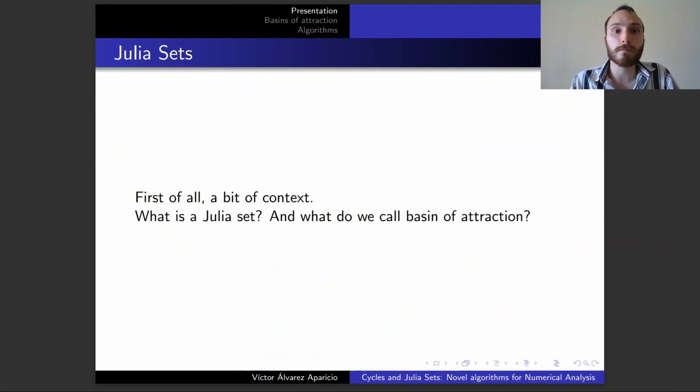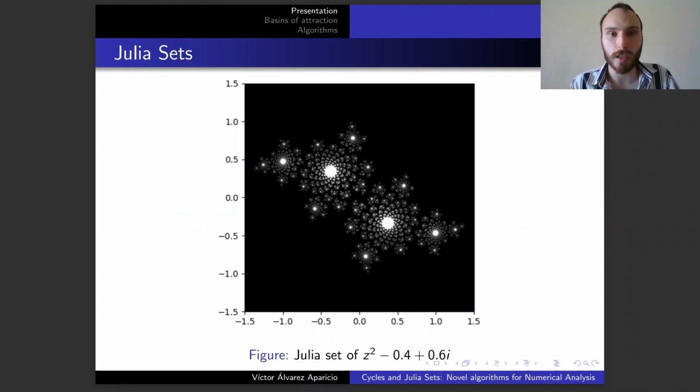But first of all, here's a bit of context without getting into too much technical detail. Let's see the following image. In this graphic, the points in black are those that when we iterate them under a rational map, in this case the polynomial z squared minus 0.4 plus 0.6i, the iteration goes to infinity, while in case of the white points, the iteration converges to an n-cycle, or it does not converge at all.